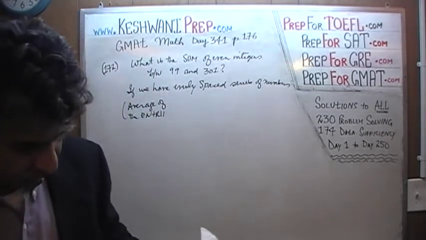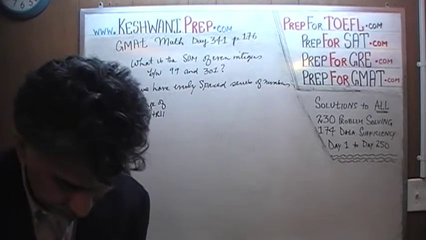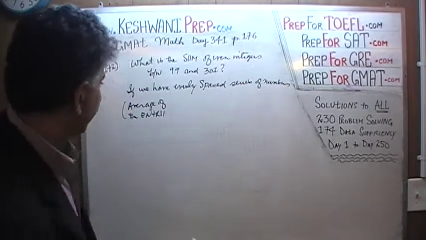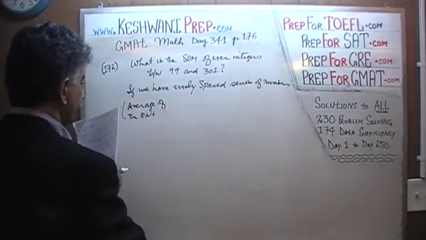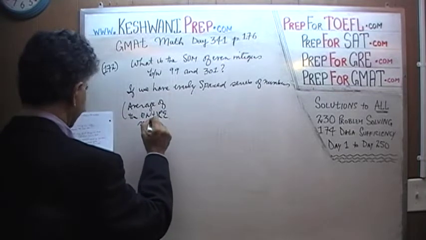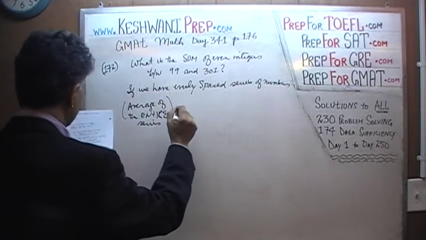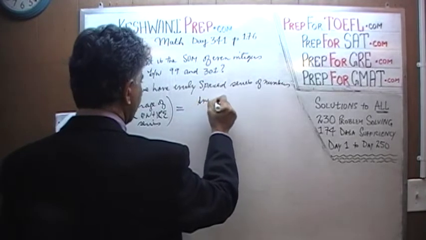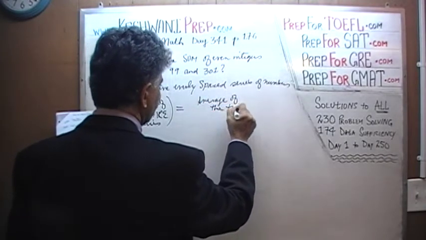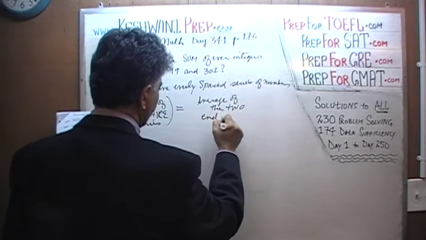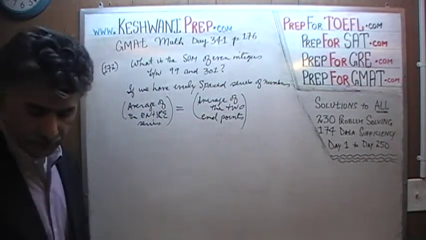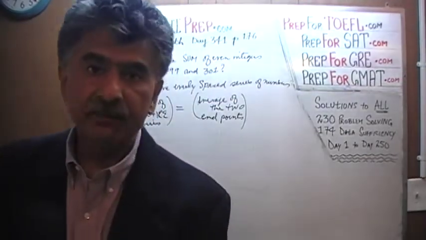the average of the whole series from the beginning till the end, assuming that the numbers are evenly spaced, equals simply the average of the two endpoints. Let's take one thing at a time. Let's first understand what we mean by evenly spaced series.